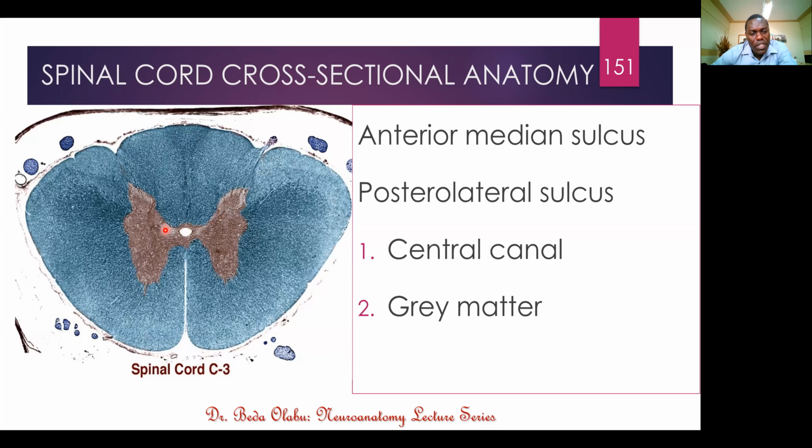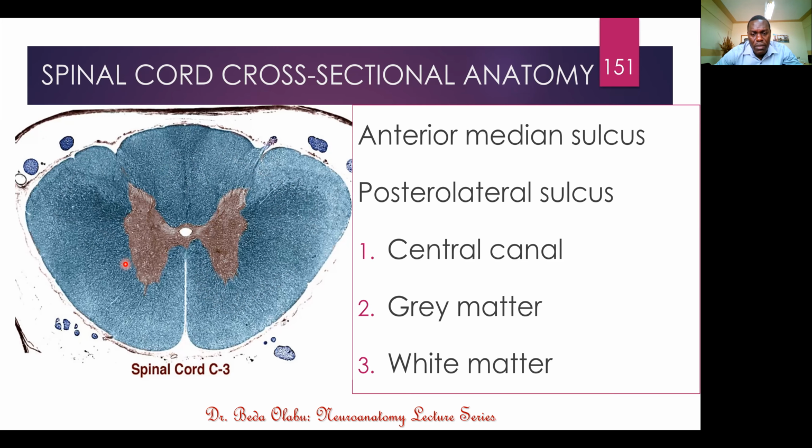The second component of the spinal cord cross-section is this region here, which looks like a butterfly. We call it the spinal cord gray matter. The spinal cord gray matter is a compact zone of cell bodies of neurons. We'll be talking about it shortly. The outer part of the spinal cord is this region here, which we call the spinal cord white matter. The spinal cord white matter contains axons of neurons.